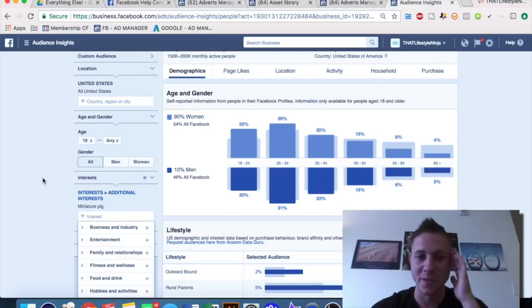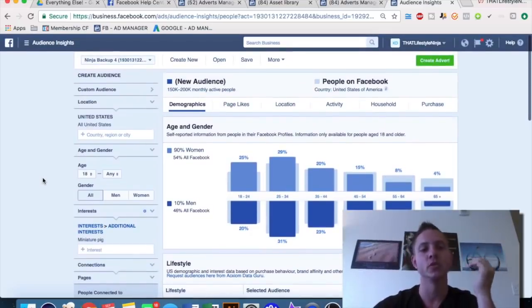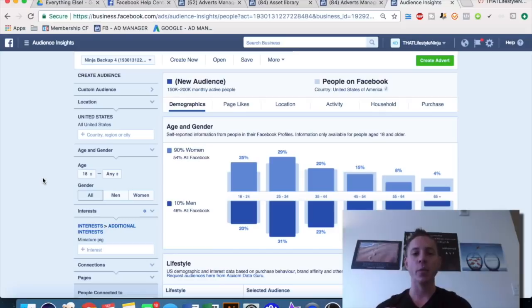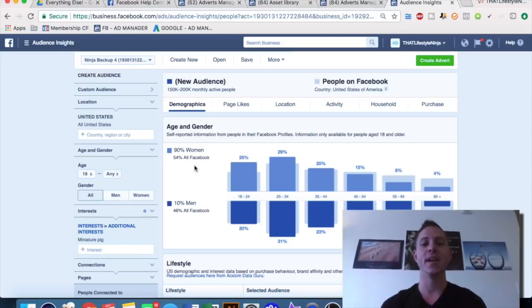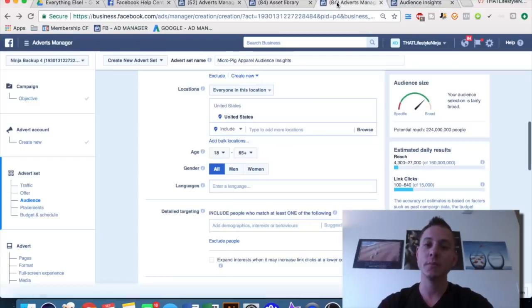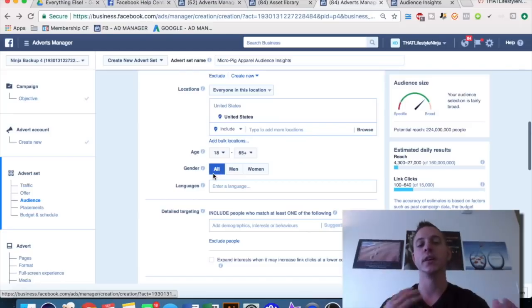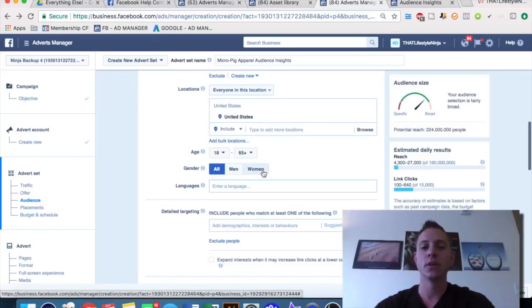Okay, so we have miniature pig, which is incredible. So now let's take a look at what we've actually seen change here. Before it was 54% women. Now we can see that 90% of people interested in miniature pigs are women. That's incredibly important if we're making a micro pig campaign here, because instead of targeting everyone, we would only want to target women, right?